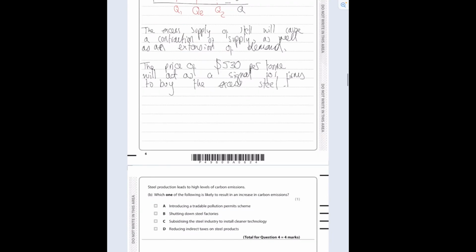Cool. Steel production leads to high levels of carbon emissions. Yep. Which one of the following is likely to result in an increase in carbon emissions? So make sure you're always reading the question because it gives you lots of context. Which one's likely to result in an increase in carbon emissions? Introducing a tradable pollution permit scheme? No, that's trying to reduce it through making it more expensive to pollute. Shutting down steel factories? No, because then they won't be making steel.